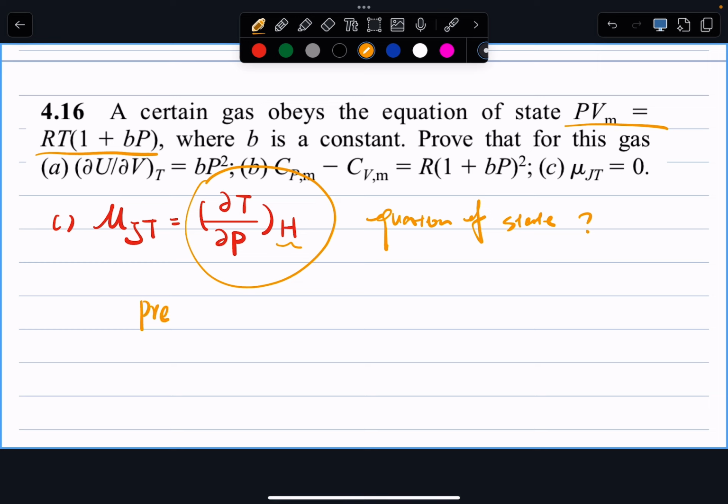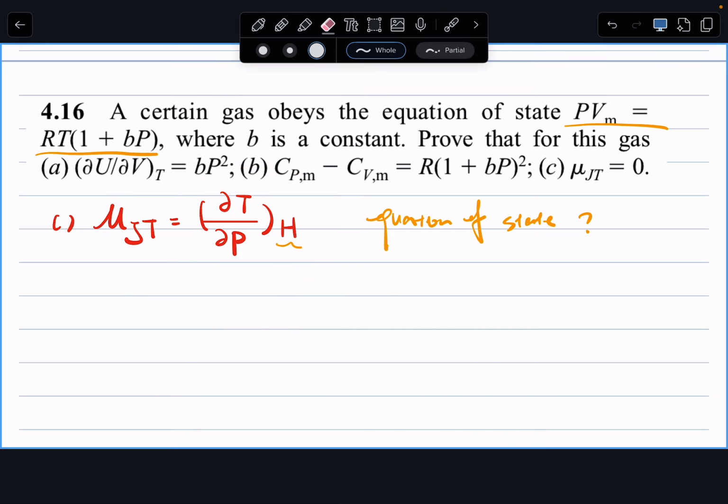For example, the pressure dependence of enthalpy, that's dH over dP at constant T. Student: Sorry, why is that your thought process to do that? Okay, so I look at this question and think, for some reason it gives me an equation of state, and it asks me to solve for mu JT, but I have no clue how the temperature changes with respect to pressure. How can I solve it? What do we know in this case? We have the cyclic chain rule.